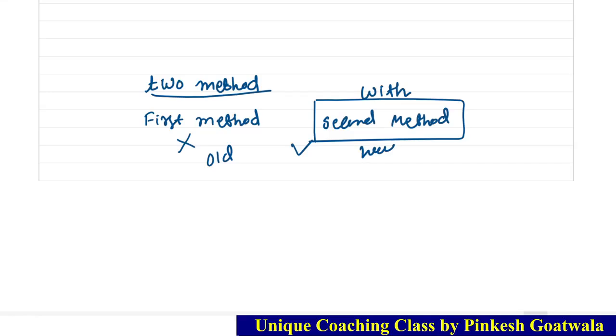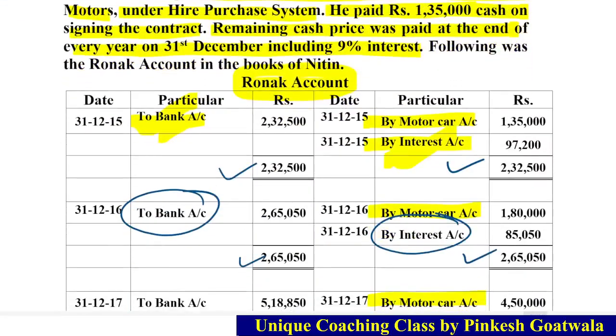Now which method is used? The second method. But in the exam, to make a twist point, sometimes they give the account of the first method. Okay, what do they do? They give the accounts of the first method, just to make a twist point. So here this account was made under the first method.